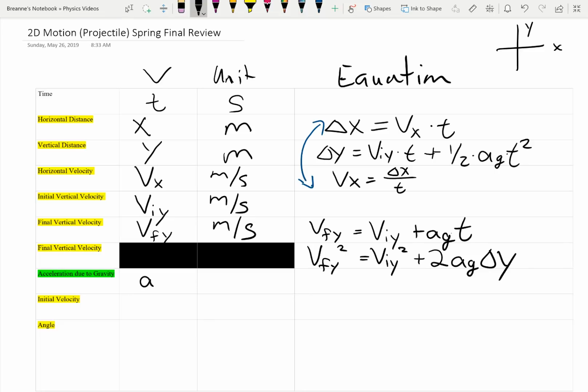Acceleration due to gravity is represented with an AG. That is a constant, negative 9.8 meters per second squared. Make sure you put the negative. Initial velocity is just represented with a VI, and that is in meters per second. Angle is represented with a theta, and the unit would be degrees, or in that case, just a little zero.